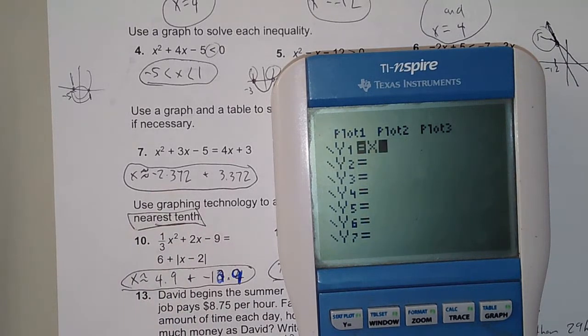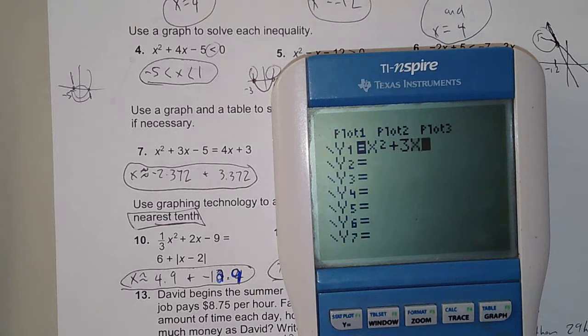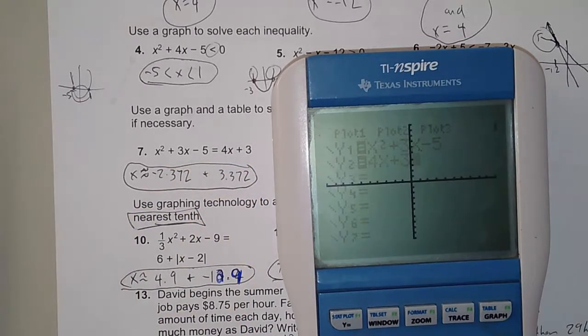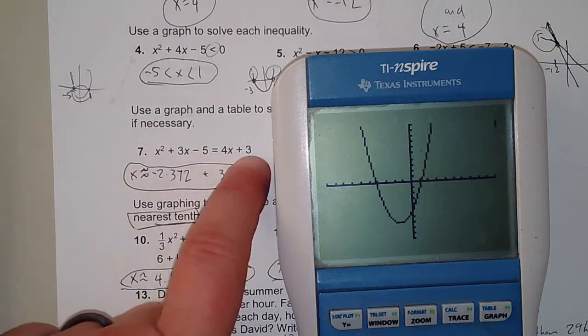But we just type it in, x squared plus 3x minus 5, and then 4x plus 3. So left side, right side, just go into 2 spots there. We graph them. We should see a U-shaped graph. We should see a line.